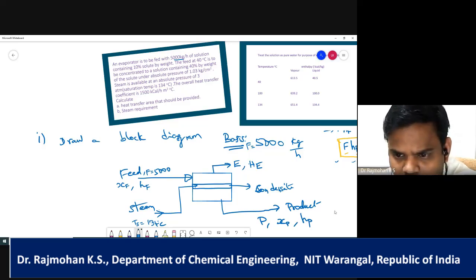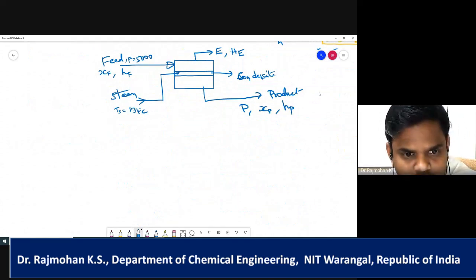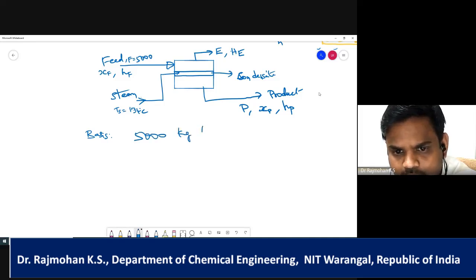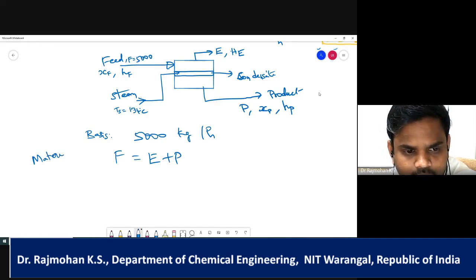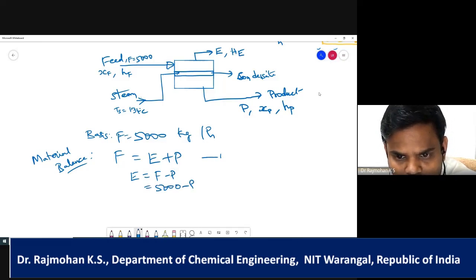Okay, so we can write the overall material balance. So what is the overall material balance? We have taken a basis. I write it here again. Our basis is 5000 kg per hour. So we have F equal to E plus P as the material balance. When we write material balance, we don't consider the steam here, right? They don't come in contact with each other. So F equal to E plus P, we can say E equal to F minus P. So F is 5000, E equal to 5000 minus P.